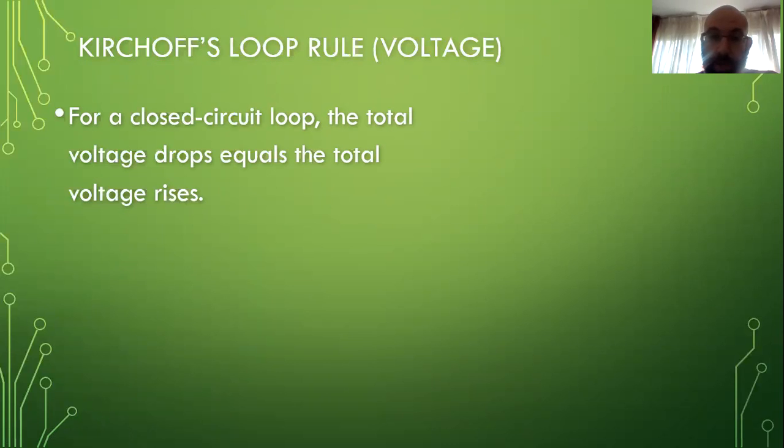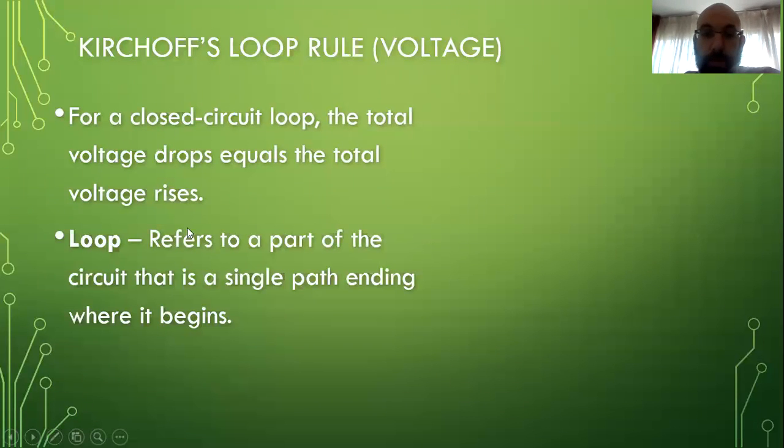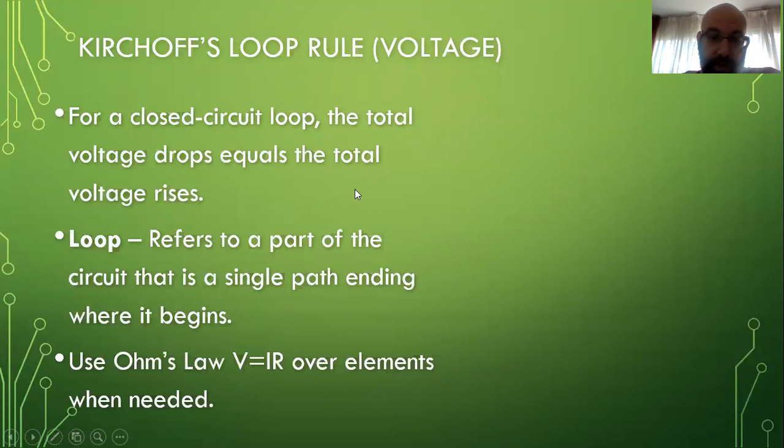So if you started with 10 volts, at the end of the circuit you'd have to have 0 volts before you get back to the power supply again. When we talk about a loop, a loop refers to any part of the circuit where you can make a complete path from start to finish. And then we'll show you how to use Ohm's law later on today.